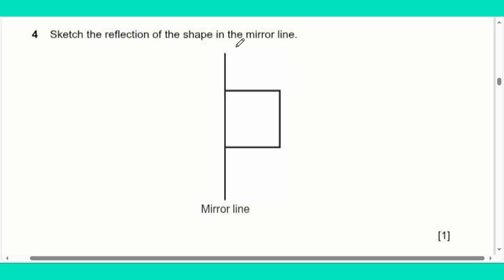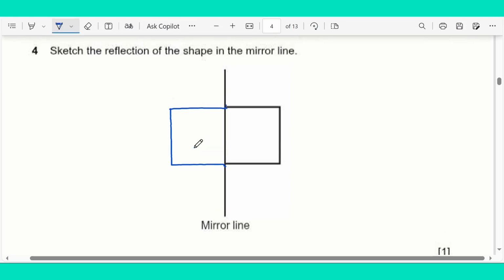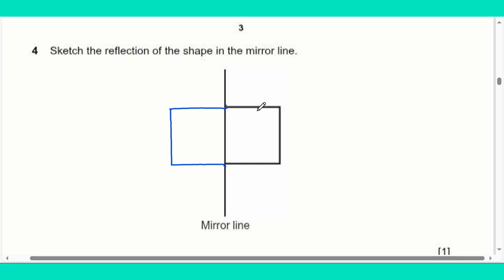Okay guys, now number 4, sketch the reflection of the shape in the mirror line. Okay, the answer will be, here you go. So we have a reflection. It means you have to draw oppositely. So this is this much you can measure.